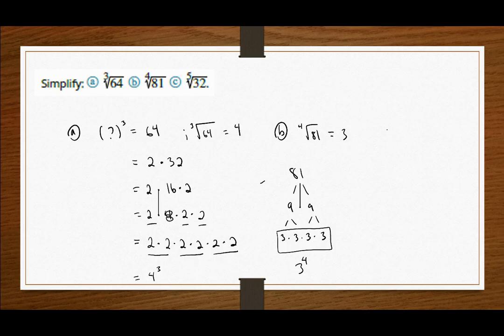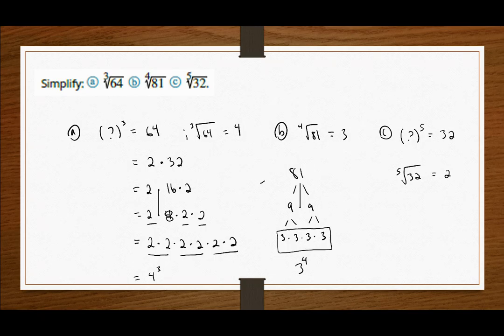And lastly, for part C, we pose the same question. What raised to the fifth power gets me back what's under the radical? So in this case, we'd find that 2 is the value that we can multiply together 5 times to get 32. And so that gives me the fifth root in this case.